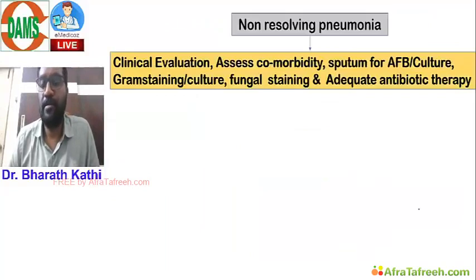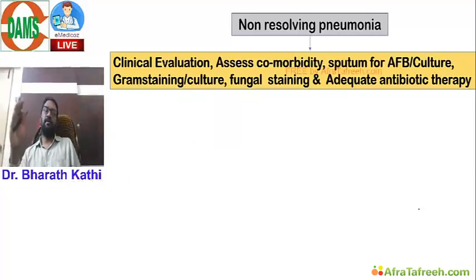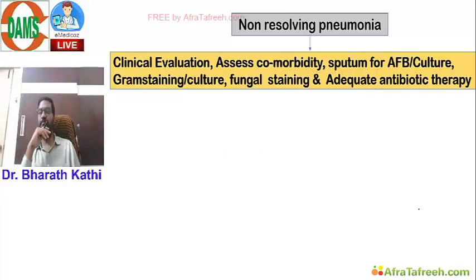So first thing, you have to assess the patient clinically. You have to see any comorbidity. Is it a slowly resolving type because of comorbidities such as malnutrition, diabetes? So you should send sputum for routine organisms and also acid-fast bacilli, fungal staining, and you should give the patient adequate antibiotic therapy. So initially, if there is a non-resolving pneumonia, you evaluate the patient clinically.